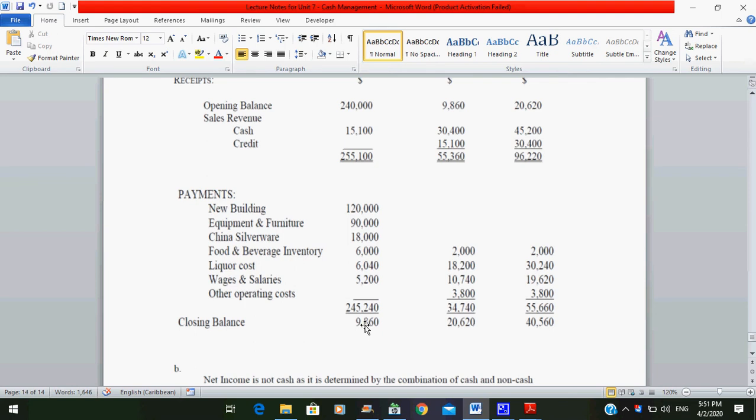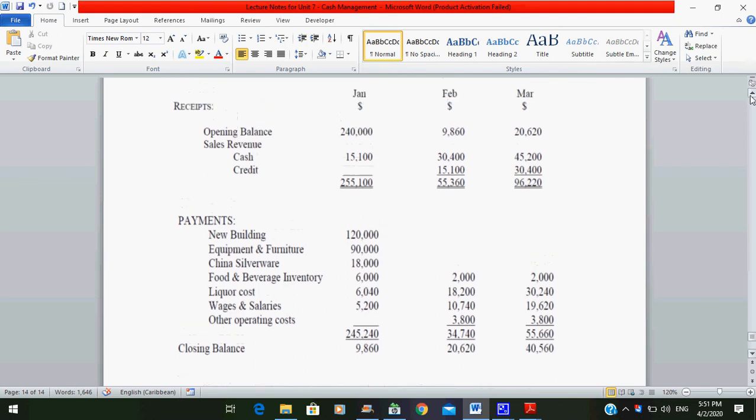Your closing balance for January now is going to be your what? Opening balance for February, which should be $9,860. Good. Then now your cash for February will be 30,840, which we calculated a while ago, right? Plus the 15,100 coming from what? January, and that will give you a total of 55,360.